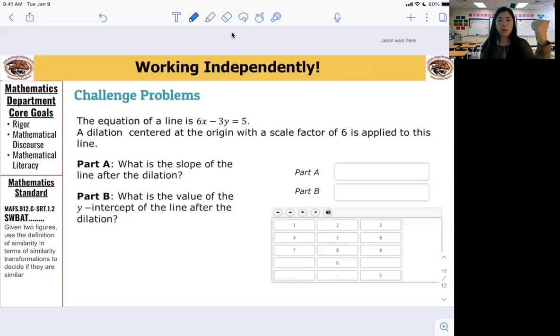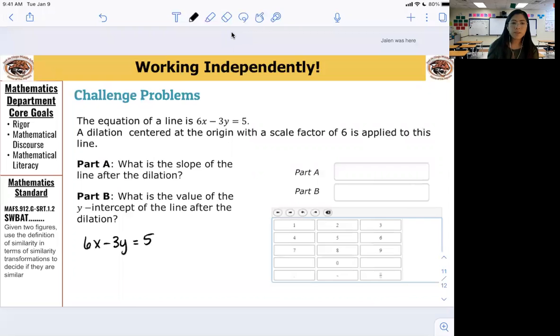So we know that the dilation is centered at the origin. So what we need to figure out is whether the origin is on the line or not on the line. Okay, so what do I do? Okay, so we can start by making it into slope-intercept form. And you plug everything in after you solve for x and y.